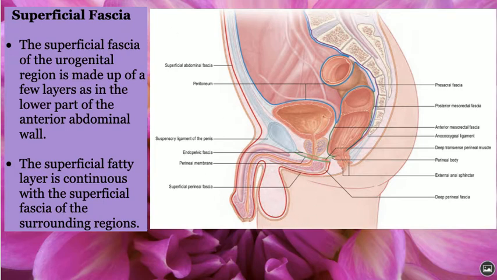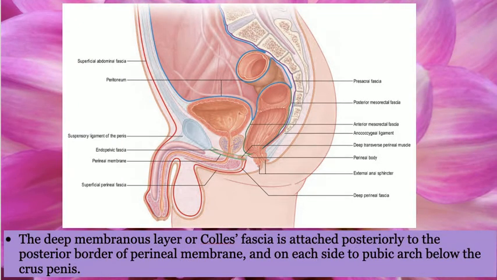So this fascia has a superficial fatty layer and a deep membranous layer. These two layers are coming from the abdomen. They are the extensions of the layers of the abdomen. The deep membranous layer is also called the Colles fascia. We did Colles fascia just previously. Between the Colles fascia and the perineal membrane, we have the superficial perineal pouch.